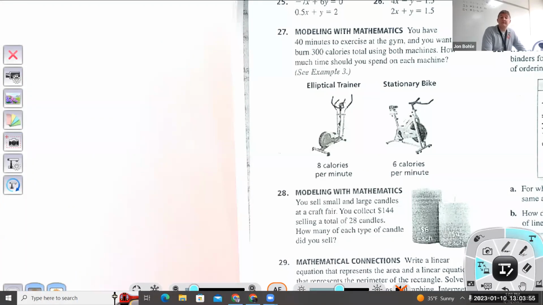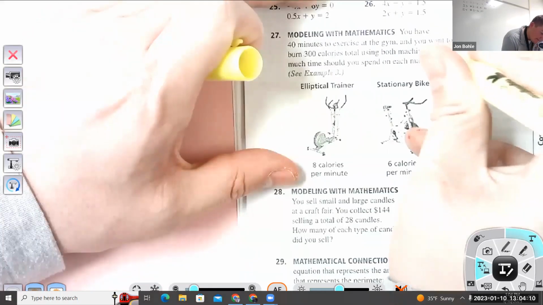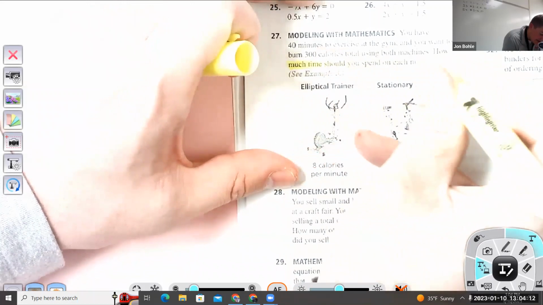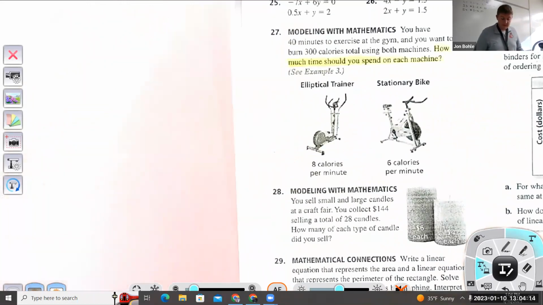Okay, number 27 from 5.1. This is page 224. You have 40 minutes to exercise at the gym and you want to burn 300 calories using both machines. How much time should you spend on each machine? So that question being asked kind of tells you what the variables are.